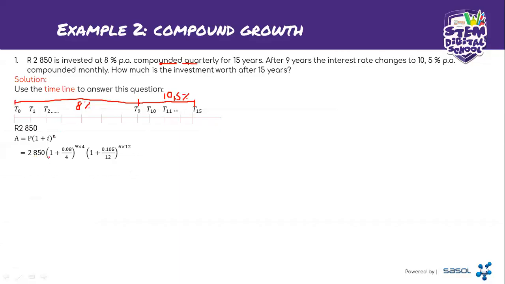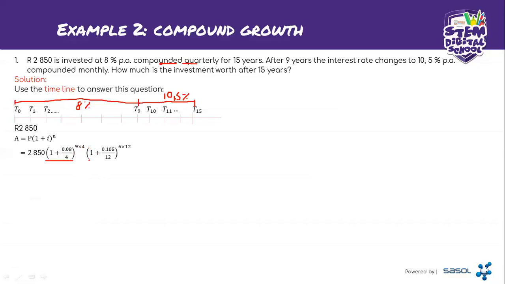The P is 2,850. Now this bracket is for the first 9 years, because we are having two different interest rates. Now the first interest rate is 8. Now 8 divided by 100 gives us 0.08. And then compounded quarterly, which we are going to use 4, so it is divided by 4. And then 9, remember, first 9 years, the interest rate is 8%. So it's 9 times 4, right?